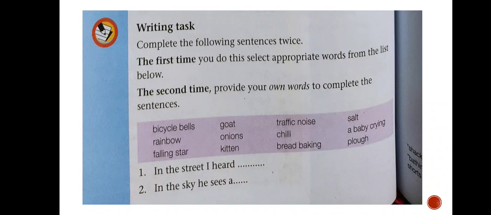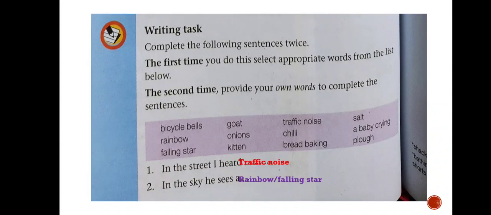Plow is commonly called "hal" in Urdu, which is driven through the land. So let's see the first sentence. In the street I heard. Which words from this box will we use to complete this sentence? Let's see. In the street I heard traffic noise. Write this in your textbook with pencil. Number 2. In the sky he sees a rainbow or a falling star. Both are correct. You may write both in your textbook.